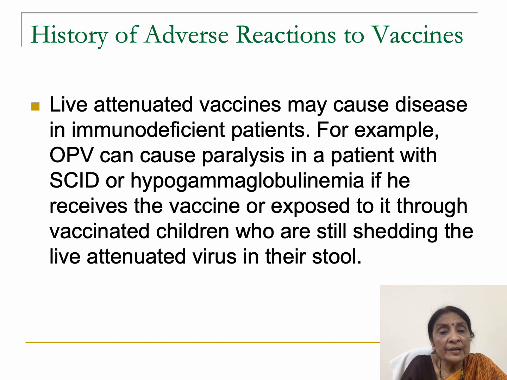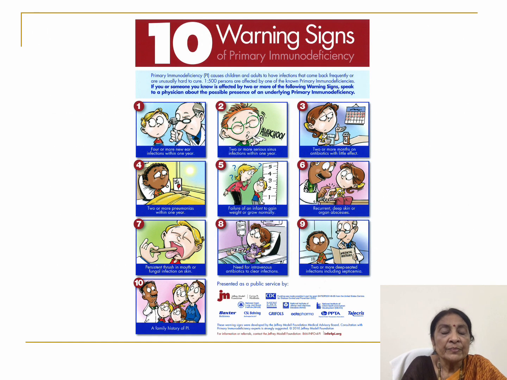History of adverse reaction to vaccine. Live attenuated vaccines may cause disease in immune deficient patients. For example, oral polio may cause paralysis in patients with SCID or hypogammaglobulinemia if he receives the vaccine or is exposed through vaccinated children who are shedding the live attenuated virus in their stool. So these are the 10 warning signs I had showed you earlier, just for your recap.